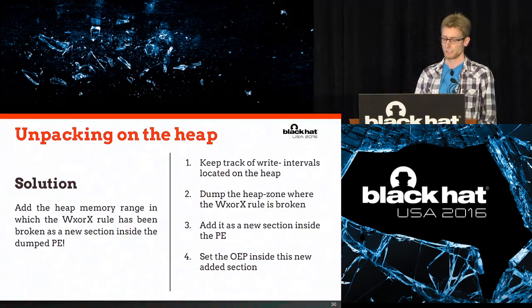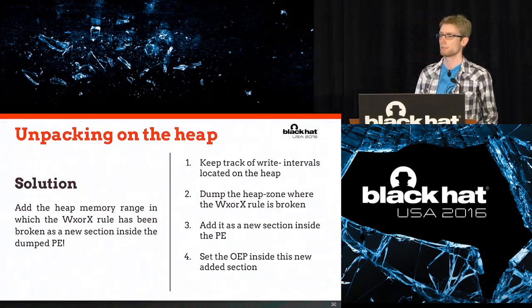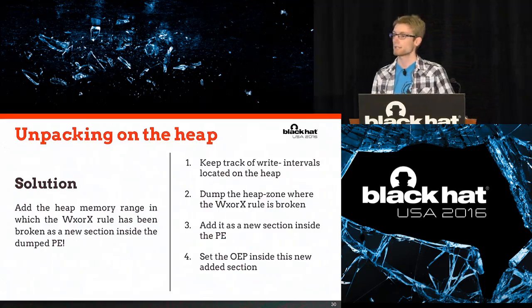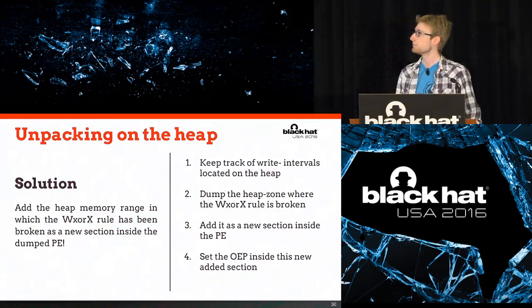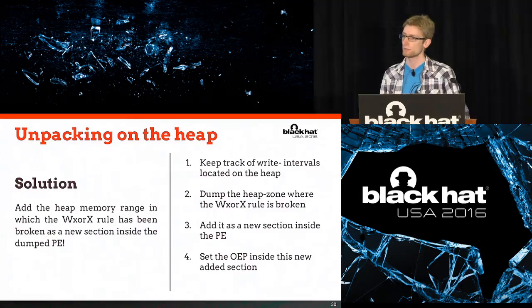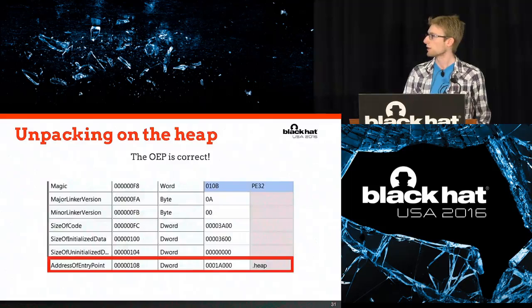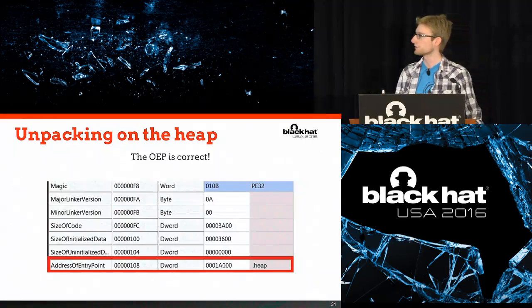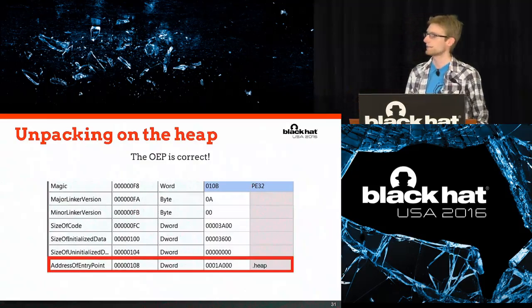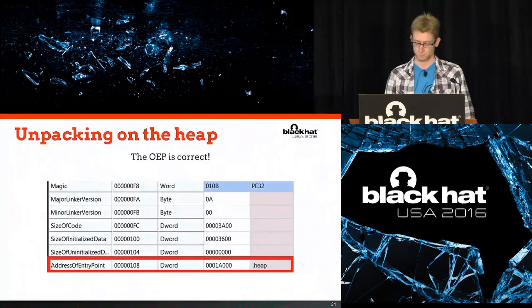To solve this issue, we keep track of all the heap allocated memory areas, and when we detect that the W XOR X rule has been broken inside one of these areas, we dump it and we add it as a new section inside the portable executable. In this way, when we reconstruct it and we set the address of entry point, this is a legit one, and it is pointing to the new section that we have just added.